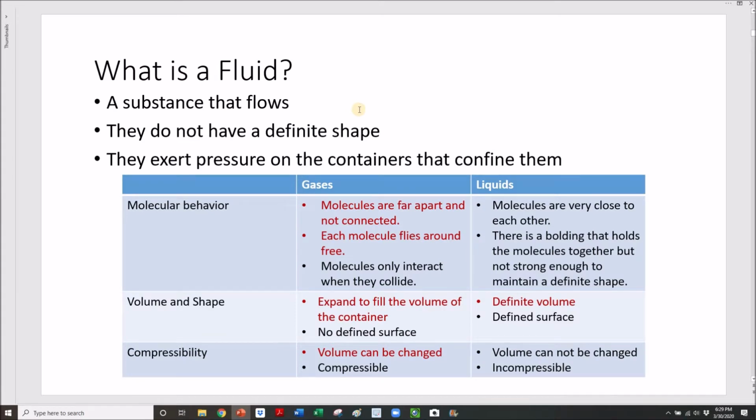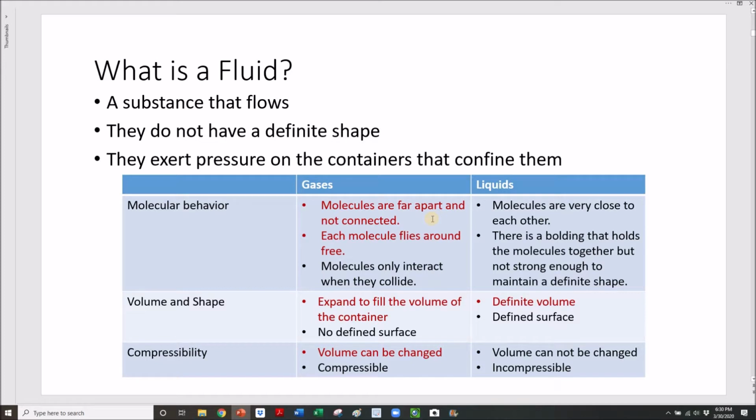A fluid is anything that flows, so that would be a gas or a liquid. They do not have a definite shape, so they are a little bit different than everything we learned about in AP Physics 1 that concerned solids. They exert a pressure on the container that confines them. Now, gases and liquids are vastly different.